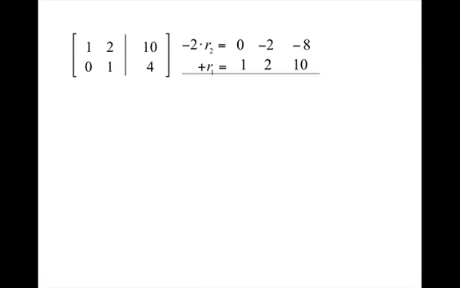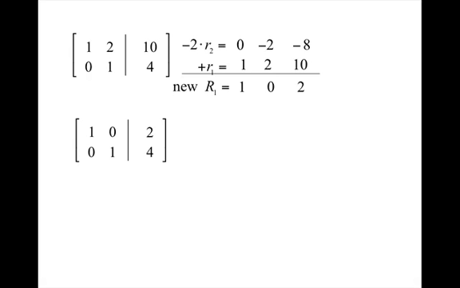This is going to become my new row 1. Well, row 1 contained a 1 that I did not want to change. So if I look, when I add the 0 and the 1, I get the 1. So that did not change. The second number I wanted to be a 0. Well, the negative 2 plus the 2 gave me the 0 that I wanted. And then finally, I have negative 8 plus 10 is 2. So my new row 1 becomes 1, 0, 2, and row 2 stays 0, 1, 4.